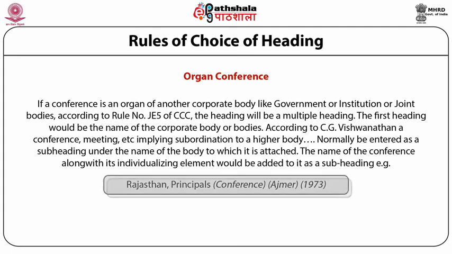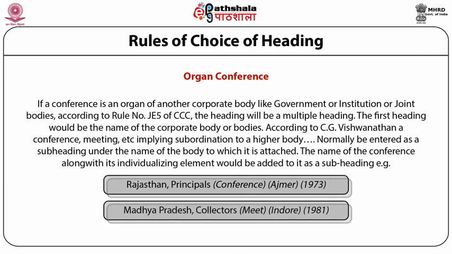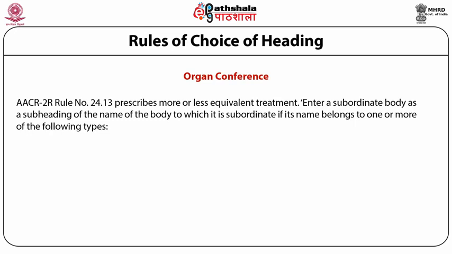For example, Rajasthan, principals (conference) (Ajmer) (1973). Madhya Pradesh, collectors meet (Indore) (1981). AACR 2R rule number 24.13 prescribes more or less equivalent treatment. Enter a subordinate body as a subheading of the name of the body to which it is subordinate if its name belongs to one or more of the following types.